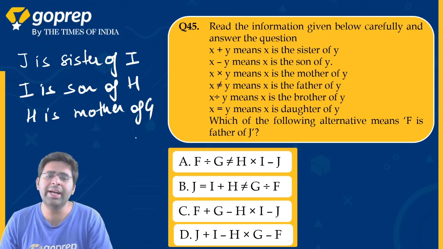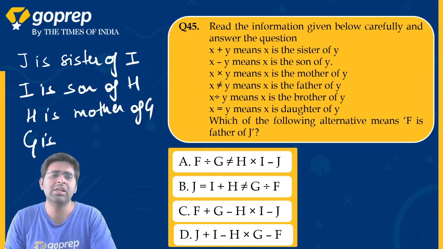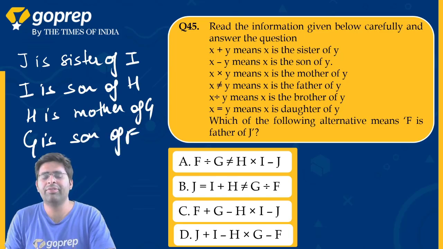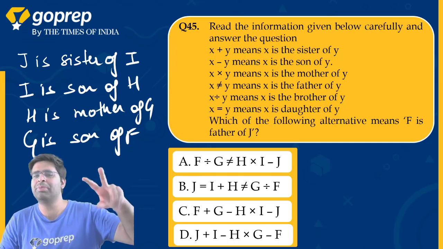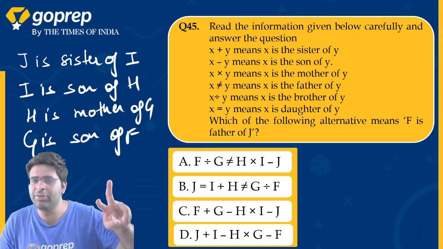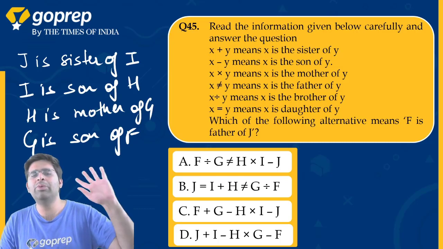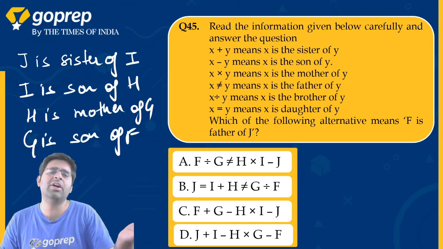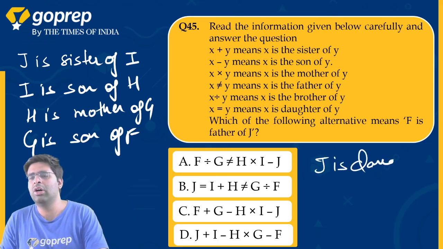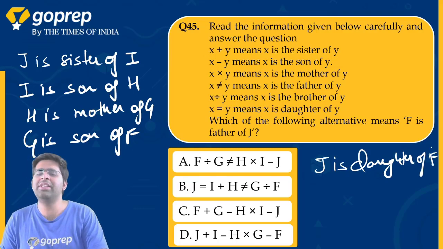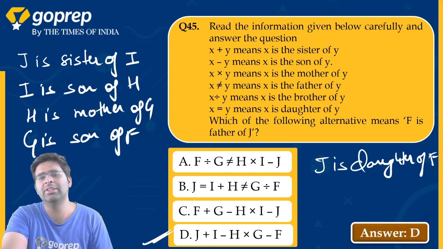ठीक है. फिर उसके बाद क्या है, G minus F. G minus F क्या है, X is son of Y, मतलब G is son of F. So G is son of F, H is mother of G. That means H and F are husband and wife. H और F क्या हो गए, husband wife हो गए. I is son of H, मतलब I जो है वो H का बेटा है, मतलब वो F का भी बेटा है. And J is sister of I, that means J is daughter of F. J is daughter of F, which simply means F is father of J, which is true for this D option, right? इसका आंसर हो जाएगा D.